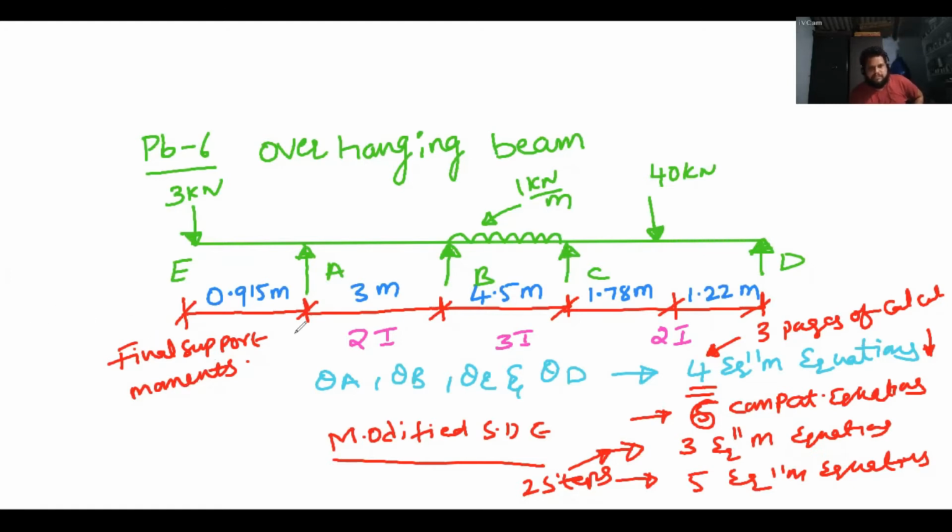What is that procedure? First, you calculate the fixed end moments. In these fixed end moments there will be some error. Why do we get that error? Because we are making the ends fixed. So in order to reduce this error, you write slope deflection equations and also equilibrium equations, and finally you get the final support moments in which that error is rectified.